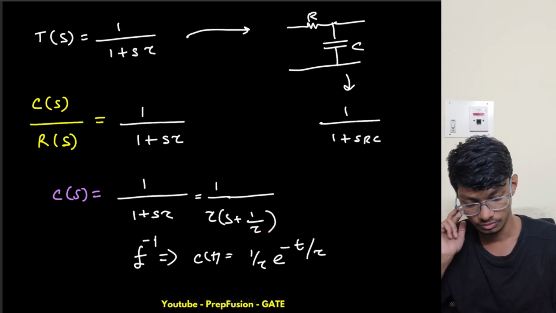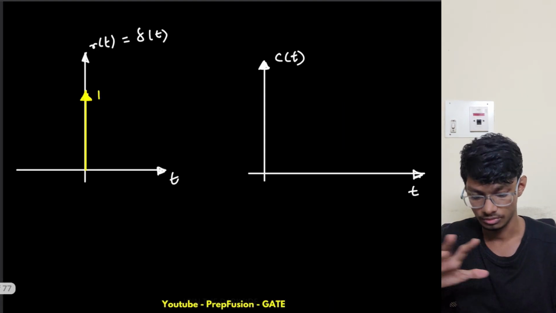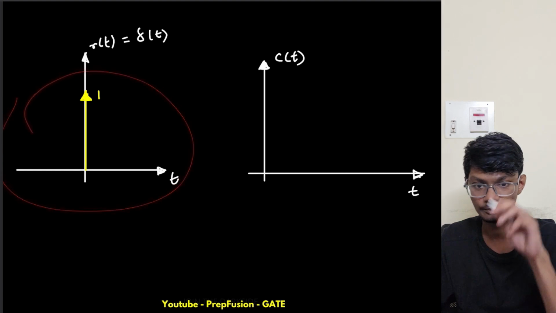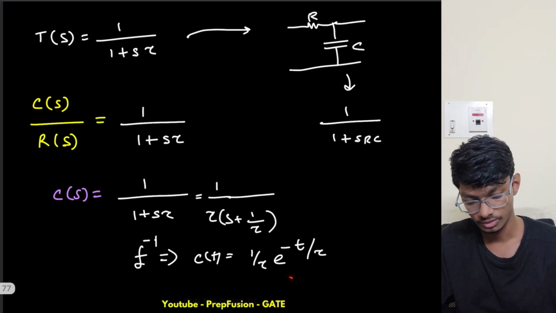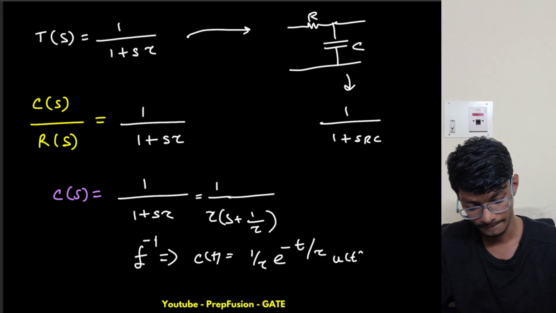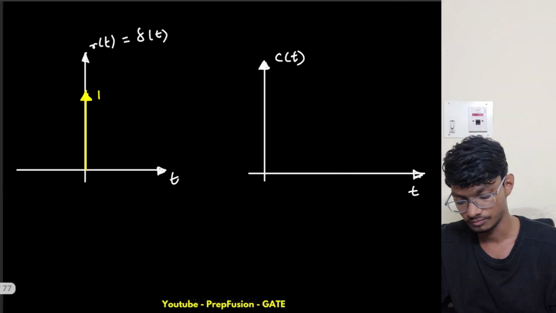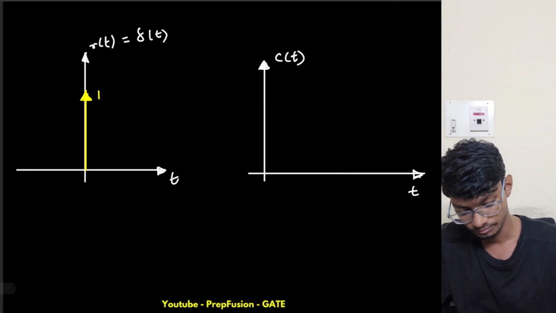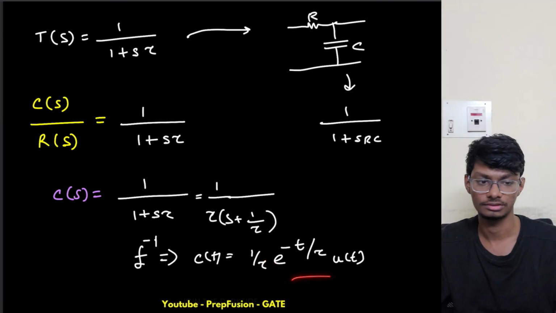Okay, so let me plot the output. This is my input, so it is an impulse just at t equals 0. So how will my output look? Initially, at t equals 0, this is also u of t, if I put t equals 0, I get a value of 1 by tau. So I'm starting with 1 by tau. Then what is happening? I'm decaying down to 0.